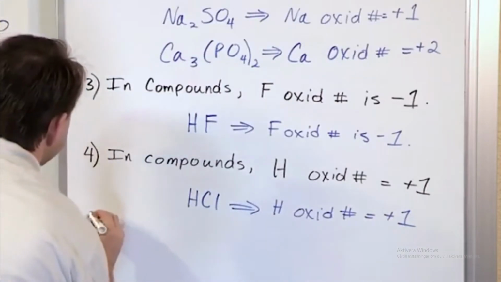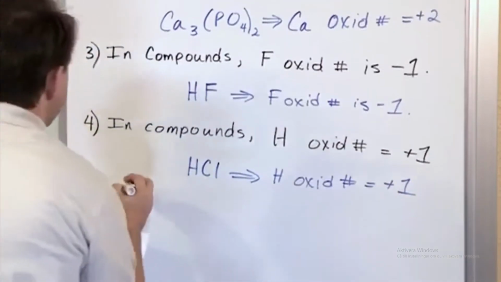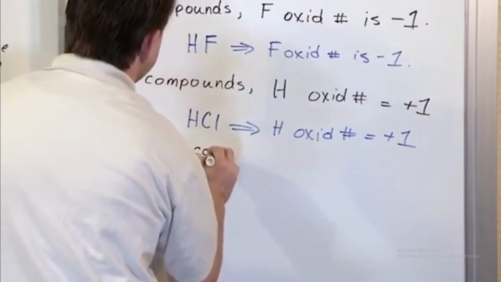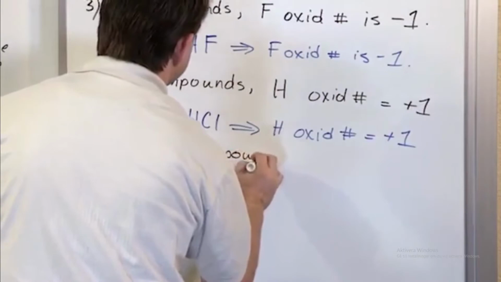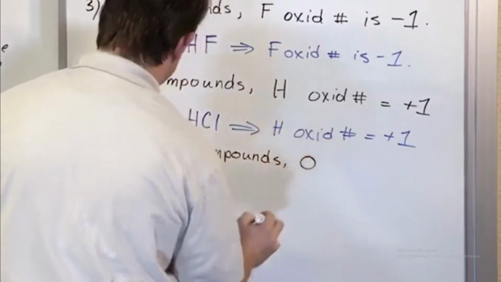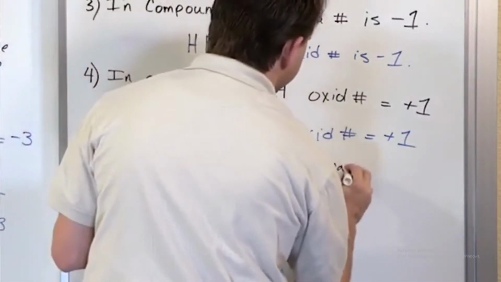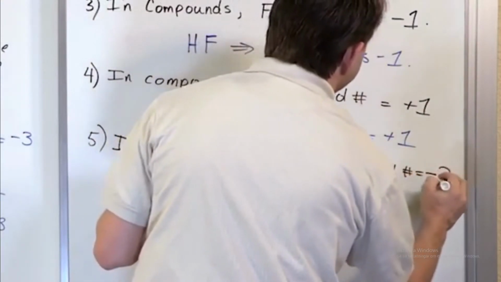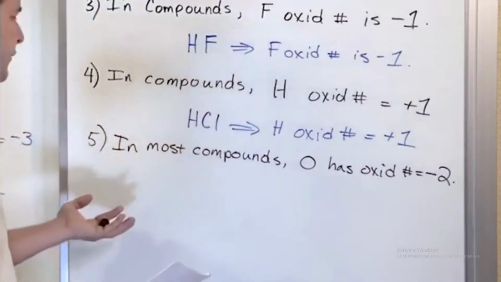So let's look at rule 5. In most compounds, oxygen has oxidation number -2. And again, this is something that you've seen before.